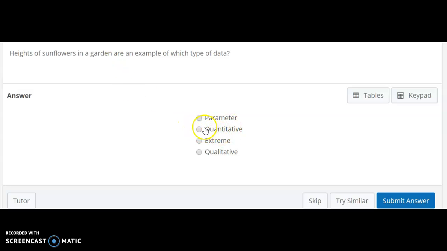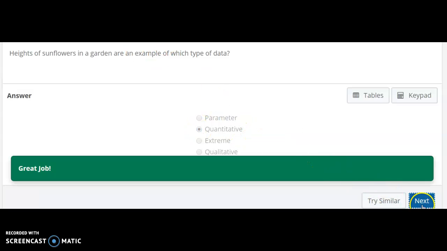And again, they're not asking us to go into that detail here, but there are other questions that do ask you to go into that. So we just want the general category that they're quantitative here.